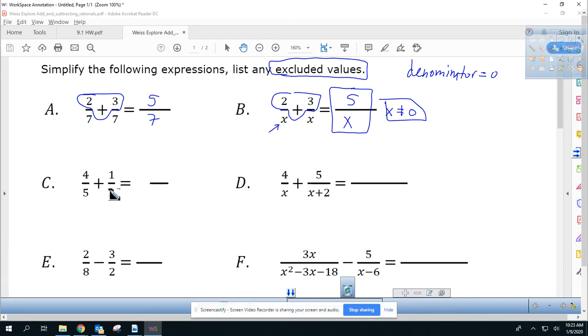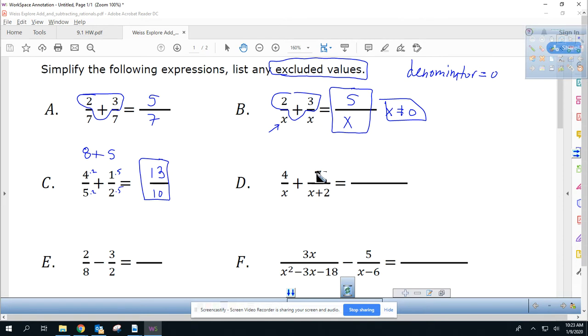4 over 5 plus 1 over 2. If we want a common denominator, it looks like our common denominator would be 10. We're going to multiply this one by 2 to make 10, which means we have to multiply the numerator by 2, and that gives me a total of 8 right there. Over here, we're going to multiply by 5, which means the numerator must multiply by 5, and that gives us a 5 there. We do whatever the math says, which in this case is add, so 8 plus 5 is 13, and there's our solution.